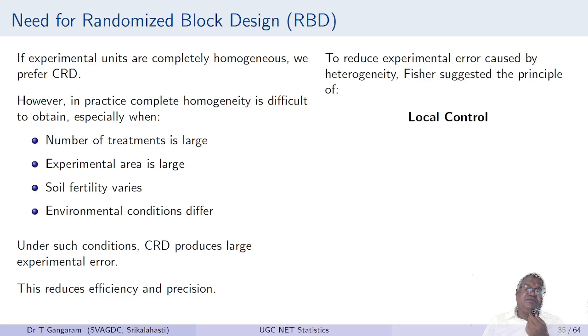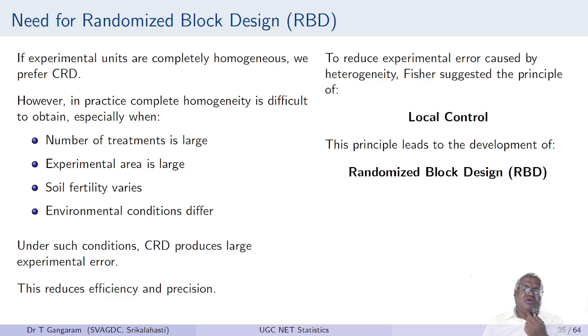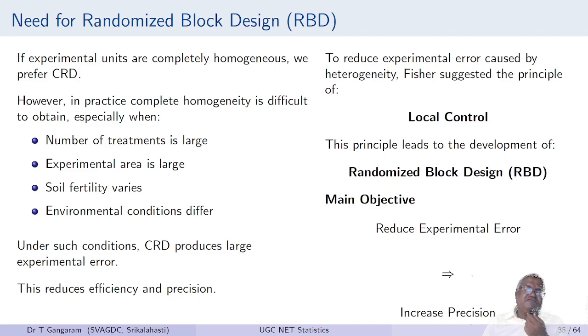reduces efficiency and precision. To reduce experimental error caused by heterogeneity, Fisher suggested the principle of local control. This principle leads to the development of randomized block design. Our main objective of randomized block design is to reduce experimental error and to increase precision.